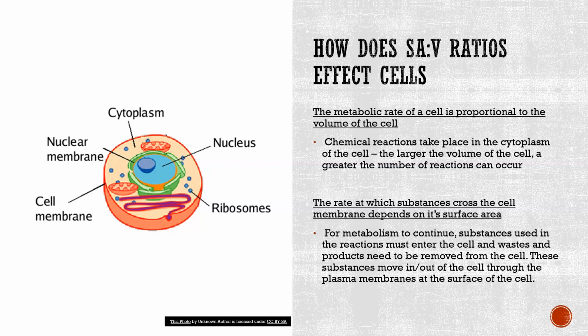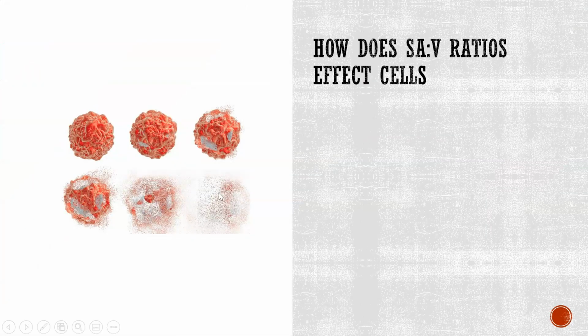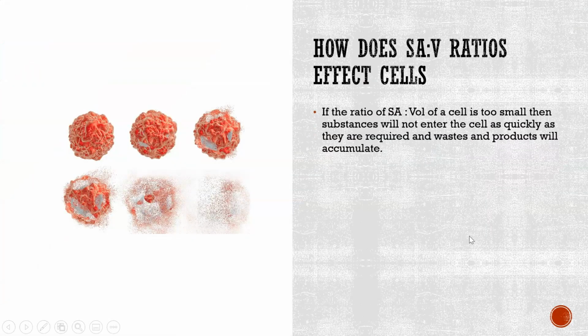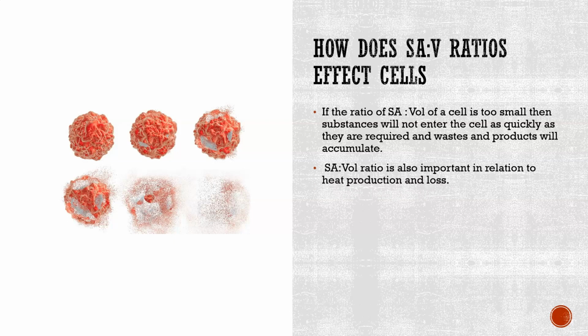So for the metabolism to continue, substances used in the reactions have got to get in there and the waste products have got to get out of the cells. Now these substances move in and out of the cell across our plasma membranes. As I just said, there are different ways they move across there. So if the surface area to volume ratio is too small, then our substances will not be able to get in and out of the cell quickly enough, and therefore we're going to have products accumulating inside and outside the cell, and it's not going to be efficient.